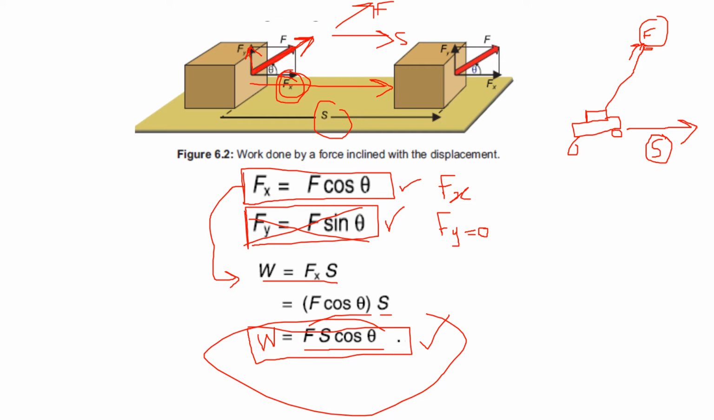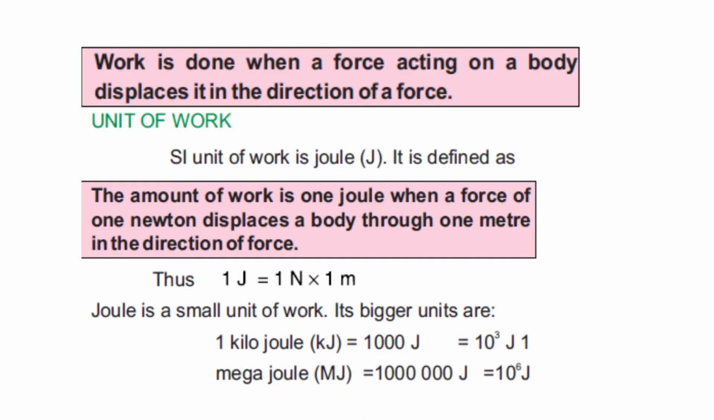All right. And the second important thing is that work is a scalar quantity. It depends on the force acting on a body, the displacement of the body, and the angle that exists between them. So we can also define work done: work is done when a force acting on a body displaces it in the direction of the force.